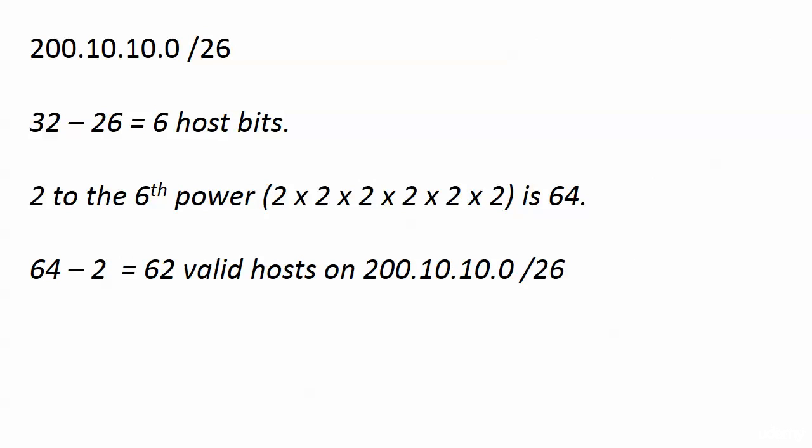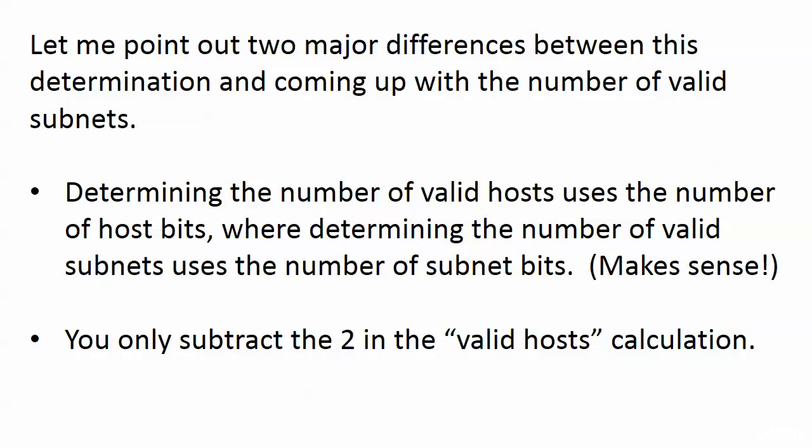Now, if I were writing a practice exam, which I will be shortly, or even the real exam, and I was giving you this question with multiple choice, I would guarantee one of the choices would be 64. And I guarantee you 20% of the people minimum taking the exam who had not taken my course, well maybe 50%, would say, oh, 64. You've got to subtract the 2 when it comes to the number of valid hosts. So the actual answer is we have 62 valid hosts on 200.10.10.0/26.